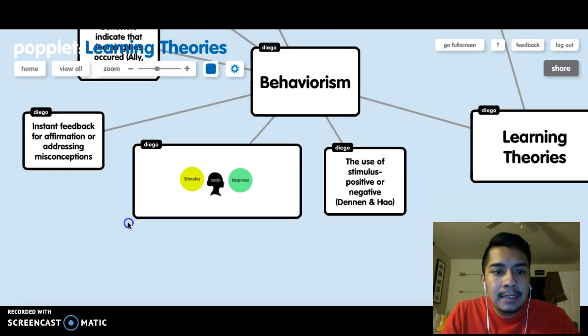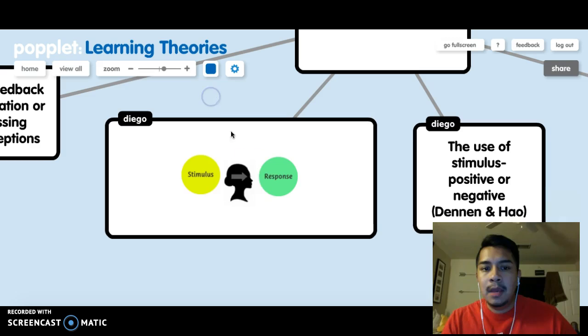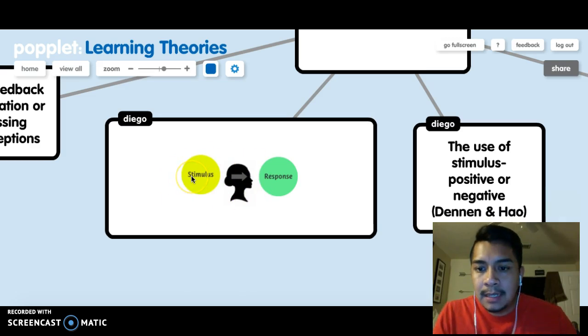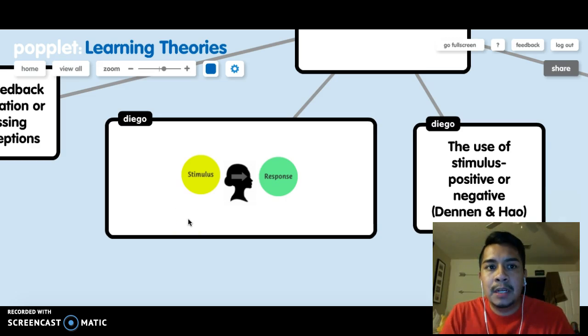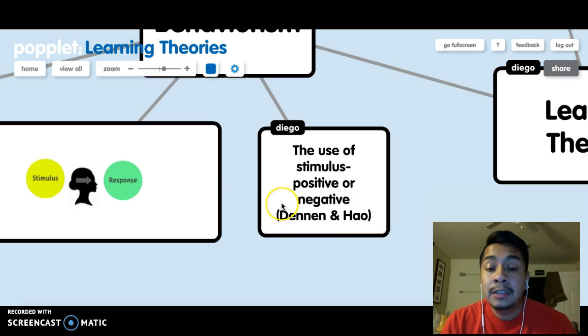And this is an image I thought represented behaviorism well. So it's a stimulus, like the learning outcome or what you're going to provide for the behavior to be seen. And it goes internally and it follows with a response. And the use of stimulus is both positive and negative.